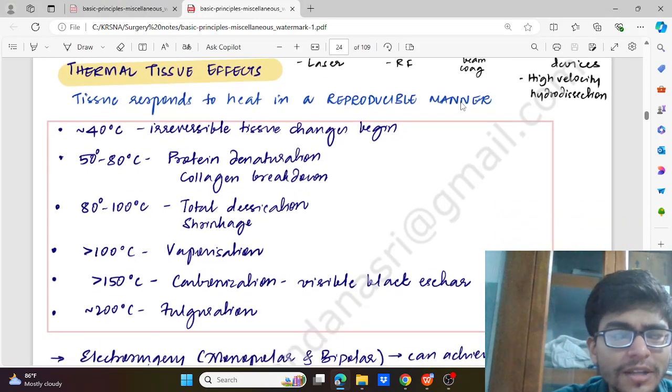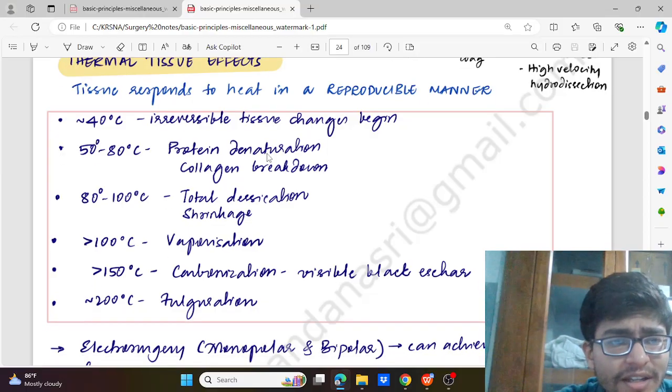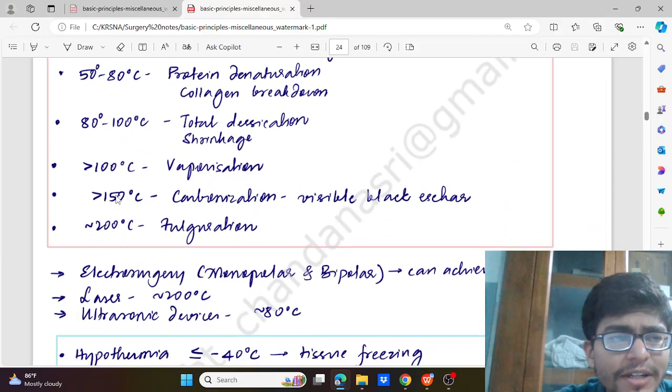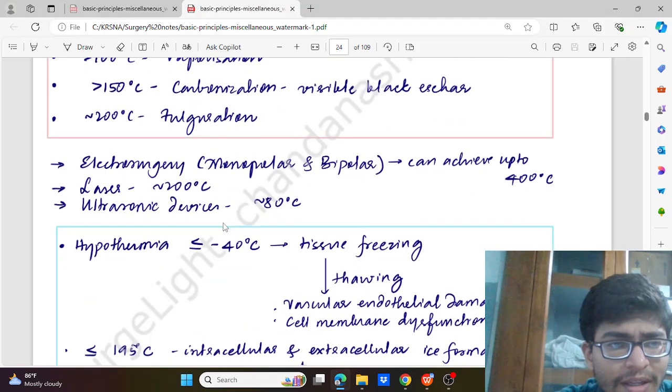So, the thermal effect on tissue. Tissue responds in a reproducible manner to heat. At 40 degrees, irreversible tissue damage starts. At 50 to 80 degrees, protein denaturation and collagen breakdown starts. At 80 to 100 degrees Celsius, there is total desiccation. At 100 degrees it is vaporization, at 150 degrees carbonization, and at 200 degrees fulguration.